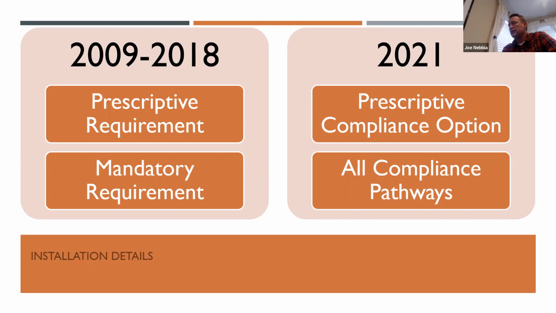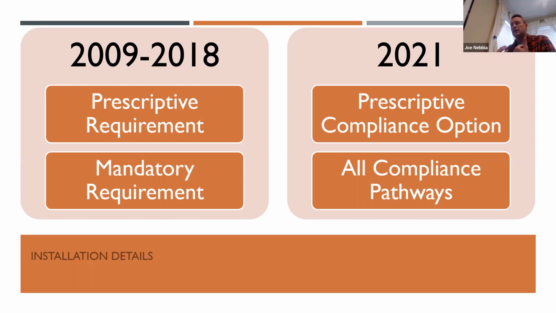And there were things like the rim board must be insulated. That's a mandatory requirement. So I can't not insulate the rim board. It's just got to be insulated. But in 2009 to 2018, there was some flexibility around how I do my basements, my slabs, whether or not I insulate the attic hatch, because those are prescriptive details.